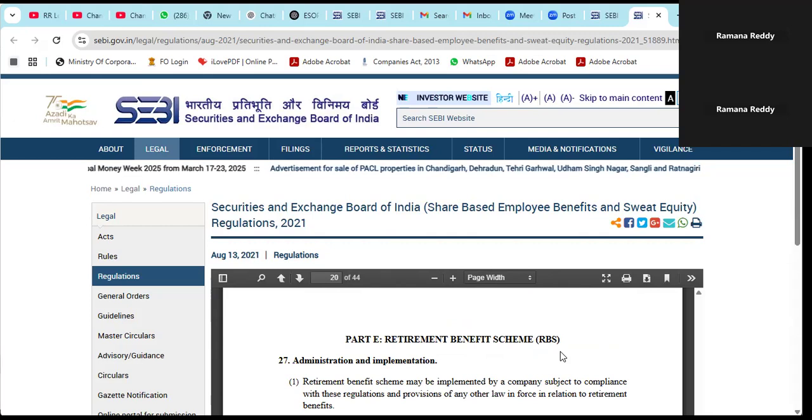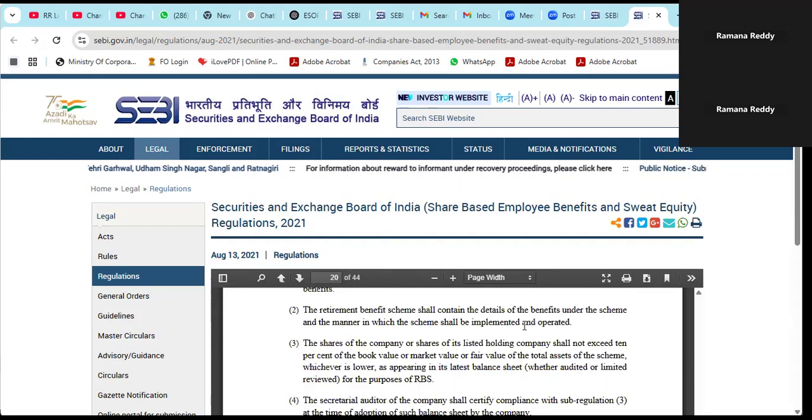Then the last scheme, that is the retirement benefit scheme. Under Chapter 3, Part E, we are talking about the retirement benefit scheme. Administration and implementation details shall be given in the scheme itself. A retirement benefit scheme may be implemented by a company subject to compliance with these regulations, that means the SEBI share-based employee benefits and sweat equity regulations, in relation to retirement benefits to the employees. The retirement benefit scheme shall contain the details of the benefits under this scheme and the manner in which the scheme shall be implemented and operated.